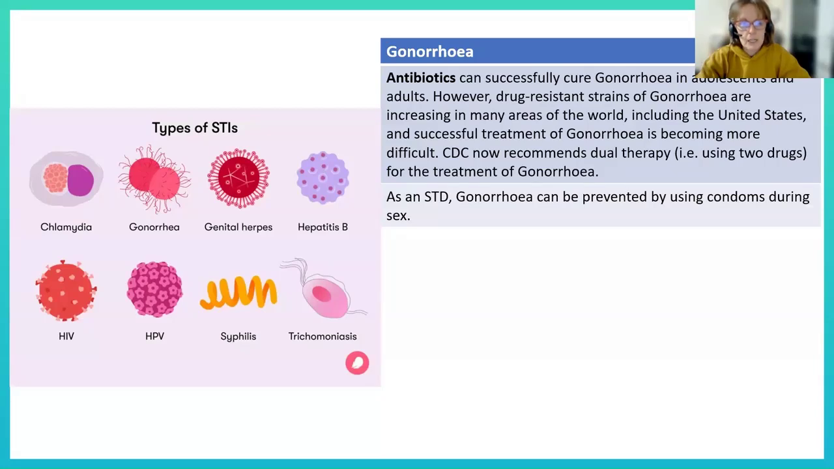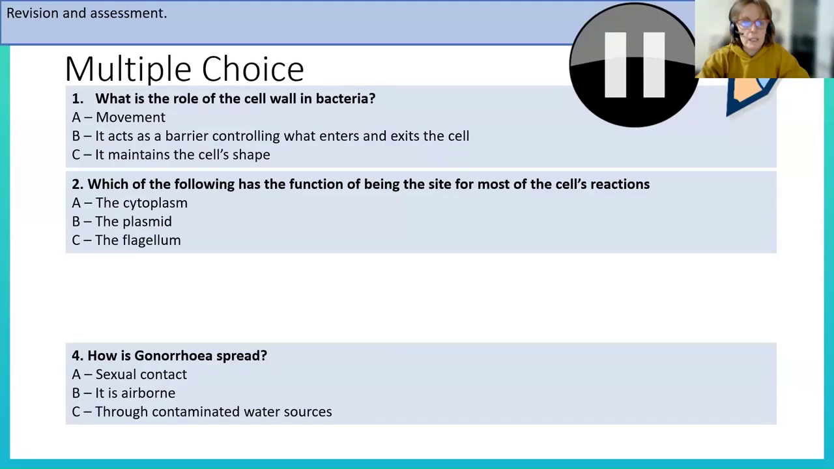So because it's transmitted primarily through sexual contact, it can be prevented using barrier methods. So condoms during sex is a way to prevent that.